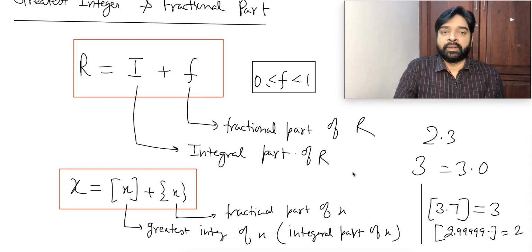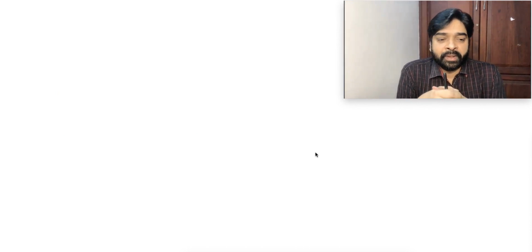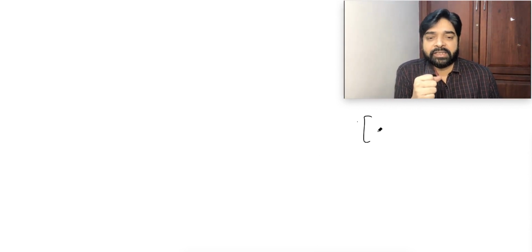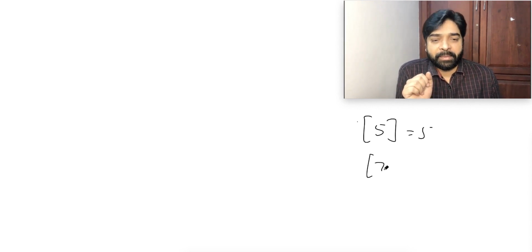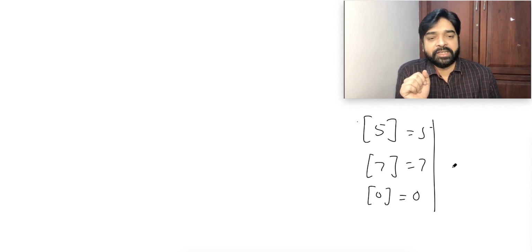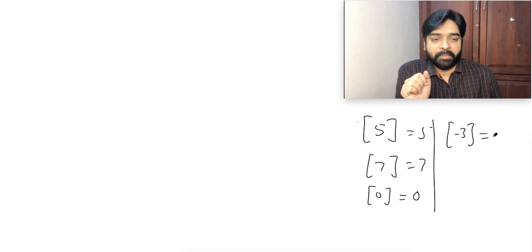Done? Now, how to get the integral part and fractional part? One way is to look at the number and then you can tell easily. For example, what is the greatest integer of 5? You will say 5. The greatest integer of 7 will be 7. Greatest integer of 0 will be 0. Greatest integer of minus 3 will be minus 3.